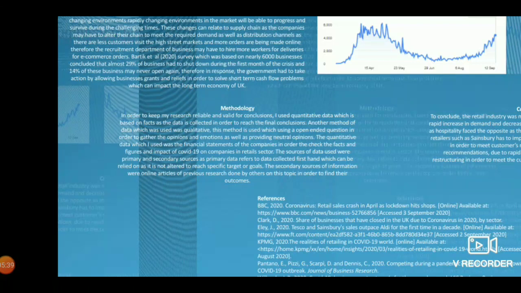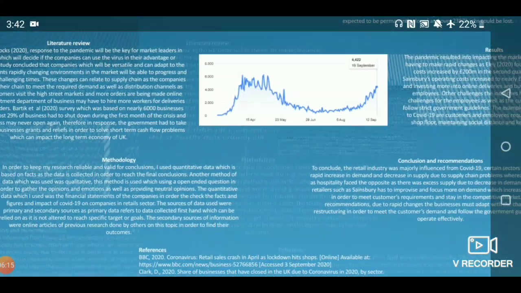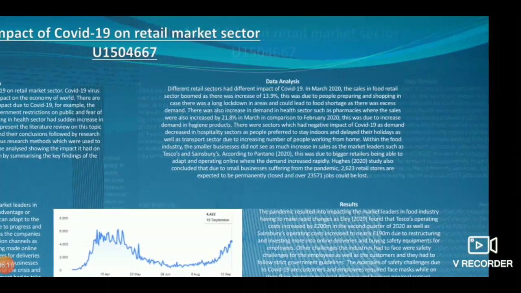I also used other sources of data such as primary and secondary sources of data. Primary research is something which I did, and this was based on first-hand research, whereas the secondary data I collected was online articles and other studies which were done previously, so I could see their outcomes and compare those outcomes in comparison to my research outcome to see if there were any similarities or differences. We move on to data analysis.